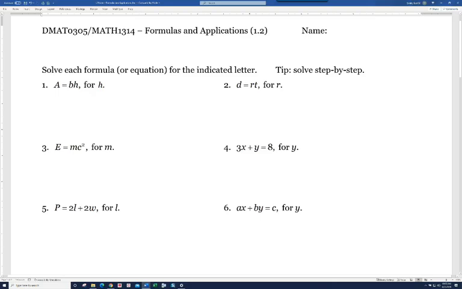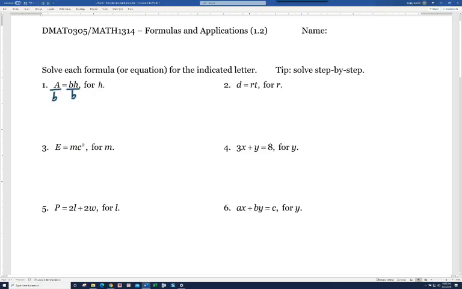So first of all, on number 1, we're supposed to solve a equals bh for h. And so sometimes I will do this. I'll circle the letter that I'm trying to solve for, and basically I got to get rid of whatever else is on that same side other than the h in this case. So in this case I got to get rid of the b. And so you have b times h. The opposite of multiplying by b is dividing by b. So we're going to divide both sides by b.